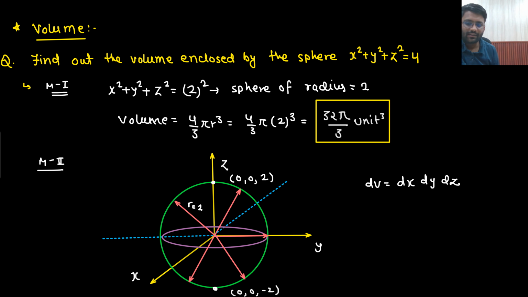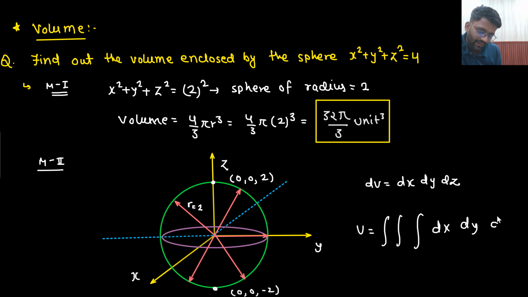Let's write down again: dx, dy, dz. I need to put the limit. So can I put the limit of z going from minus 2 to 2? Is that correct? So z is going from minus 2 to 2. Is that correct?